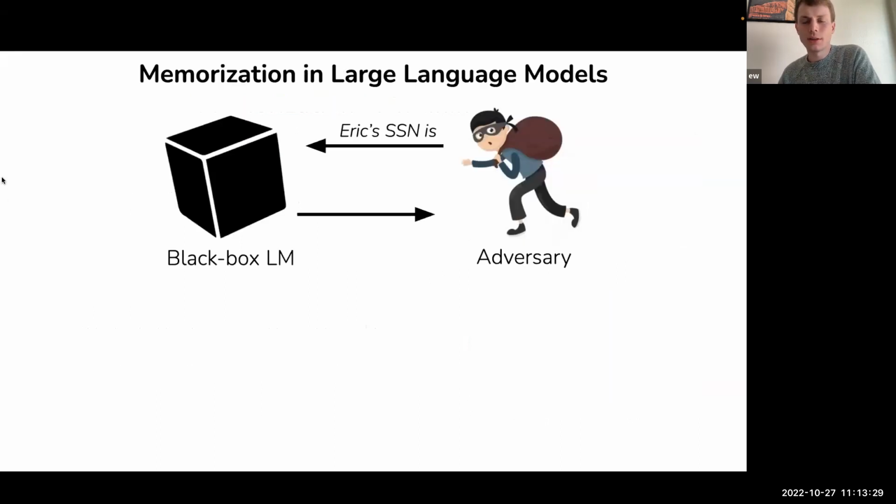So just jump right in, thinking about memorization and privacy risks. You might have something like a language model, which I could pose a question like "Eric's social security number is," and try to see if a language model maybe could repeat my social security number. So this is a toy example of how privacy might be leaked in some sort of generative model.